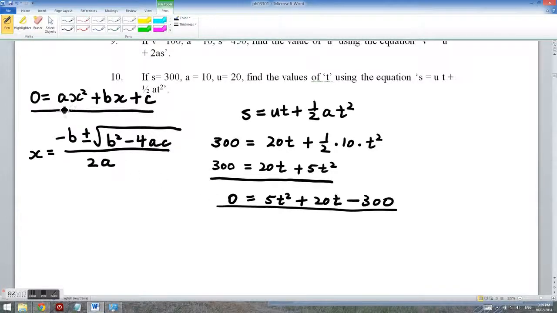Now then let's identify each of the numbers. My a must be 5, my b must be 20, my c must be minus 300. Then what we can do is substitute all the values into the quadratic equation. Instead of x, I have t. So let's just put it in.